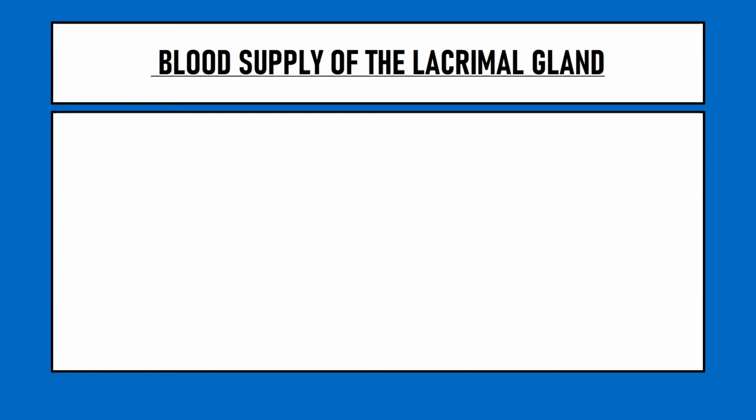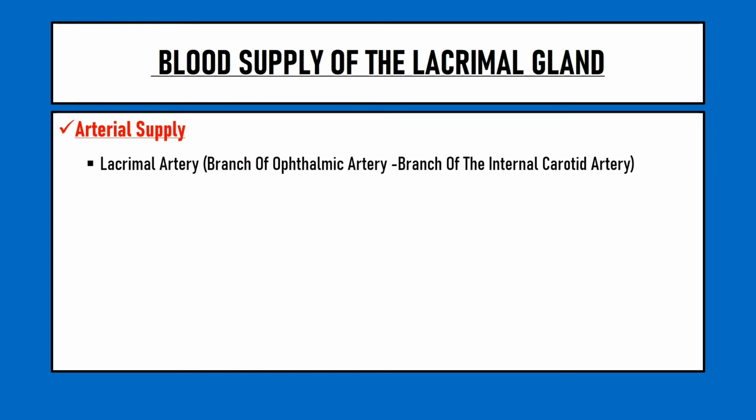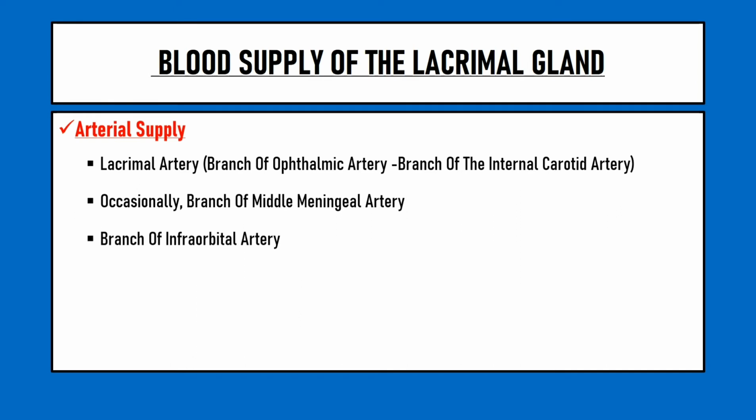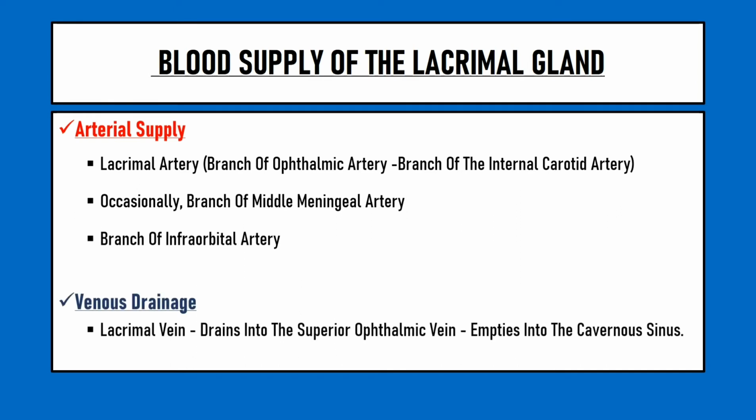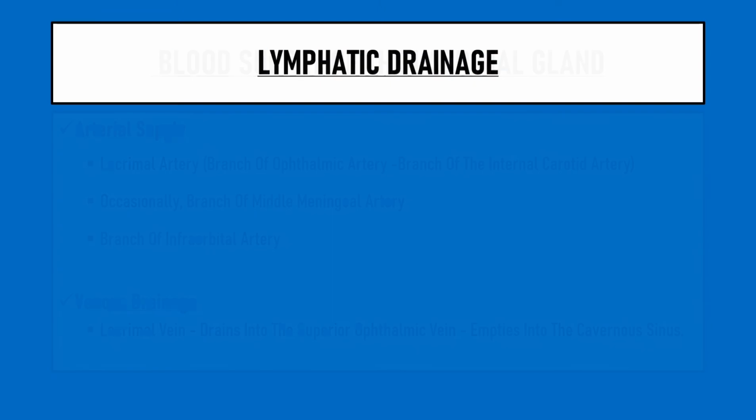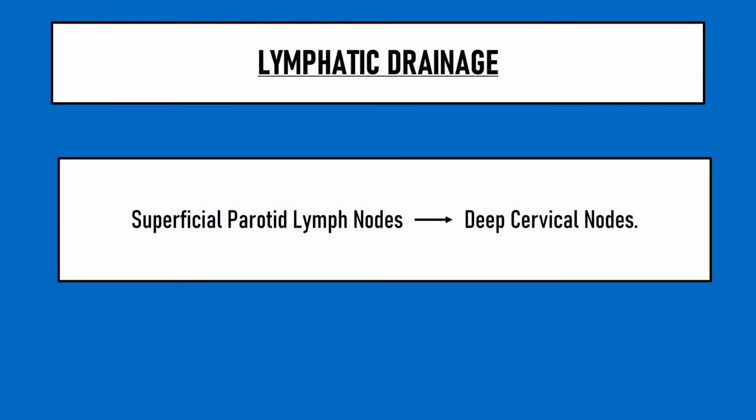Blood supply of the lacrimal gland. The main artery supplying the lacrimal gland is the lacrimal artery, which is derived from the ophthalmic artery, which in turn is a branch of the internal carotid artery. Occasionally, it also gets supply from a branch of the middle meningeal artery and also from a branch of the infraorbital artery. Venous drainage is via the lacrimal vein, which drains into the superior ophthalmic vein that eventually empties into the cavernous sinus. Lymphatic drainage is to the superficial parotid lymph nodes, which empty into the deep cervical lymph nodes.